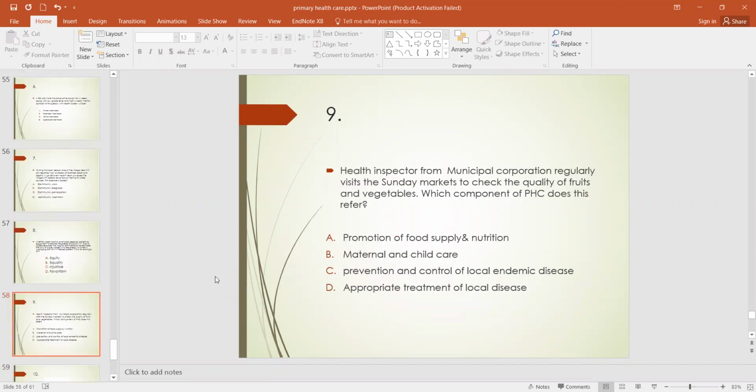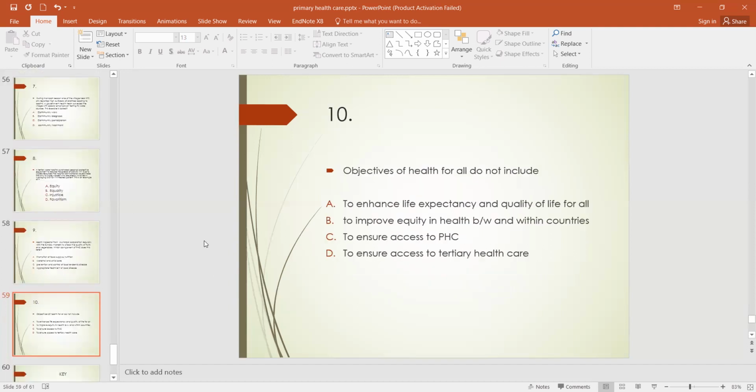A health inspector from the municipal corporation regularly visits the Sunday market to check the quality of fruits and vegetables. Which component of primary health care does this refer to? Promotion of food supply and nutrition, maternal and child care, prevention and control of local endemic diseases, appropriate treatment of local disease. A is the right option, promotion of food supply and nutrition.